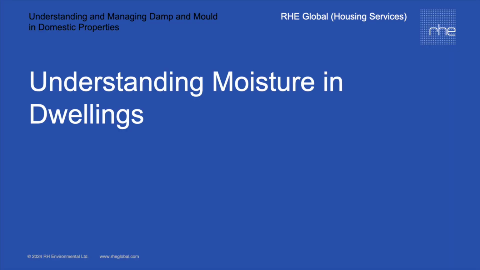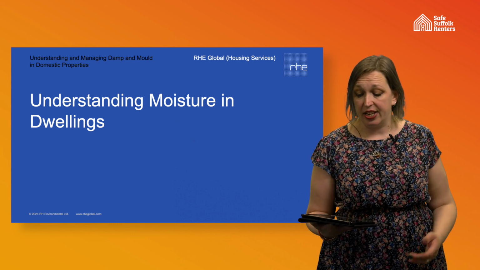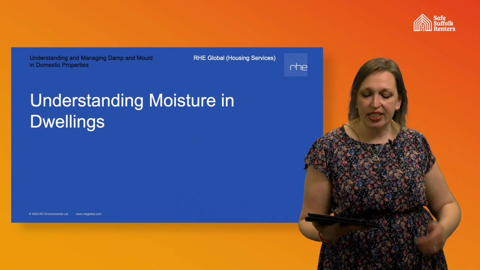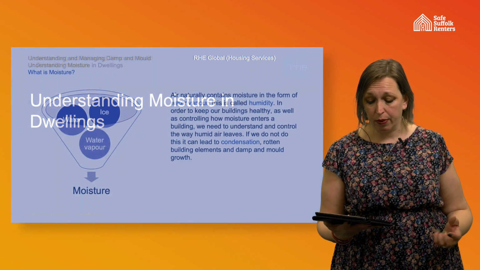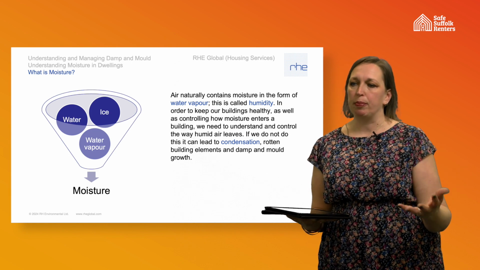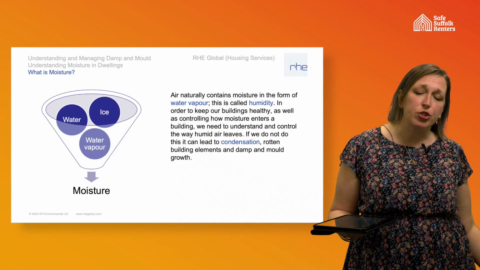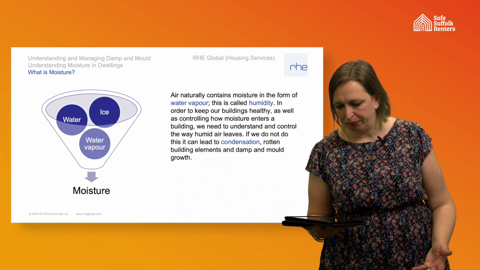So whether you're investigating housing complaints, you're an inspector, you're a housing provider, one of the things we need to understand is how moisture behaves in dwellings and the root causes of any damp and mould growth. So when we think about moisture, it's not just visible dampness, it's not just water itself, it also includes ice, it also includes water vapour. So air naturally contains moisture in the form of water vapour, that's humidity. And in order to keep buildings healthy, as well as controlling how moisture enters the building, we need to understand and control how humid air leaves. And if we don't do that, it will lead to condensation.